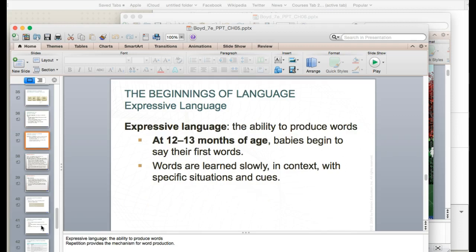Expressive language, which is the ability to produce words, occurs between 12 to 13 months of age, and that's when they typically start saying their first words. And words are, of course, learned slowly within certain specific experiences, situations, and of course cues.